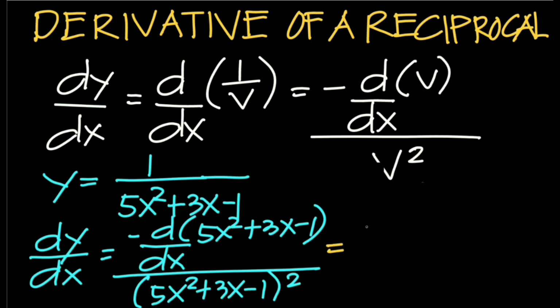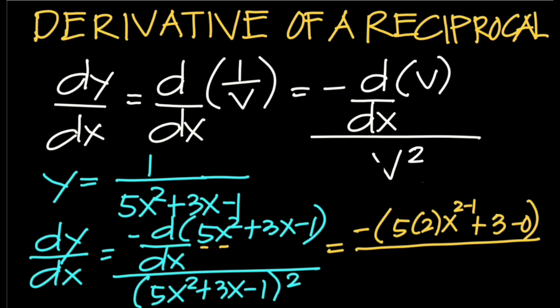And this would become the negative of, alright, so we have here a constant and a function. The derivative of that is 5 times 2 times x to the power of 2 minus 1 using the power rule. Plus the derivative of 3x, this is 3. And the derivative of 1 is 0, over 5x squared plus 3x minus 1 squared.